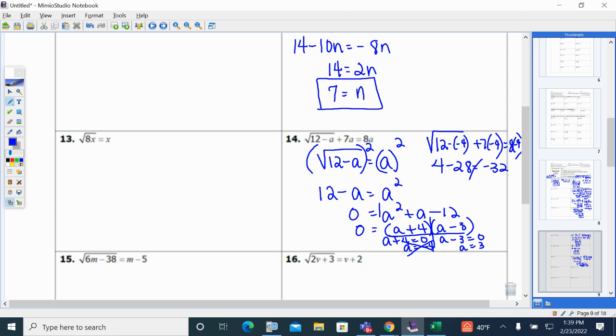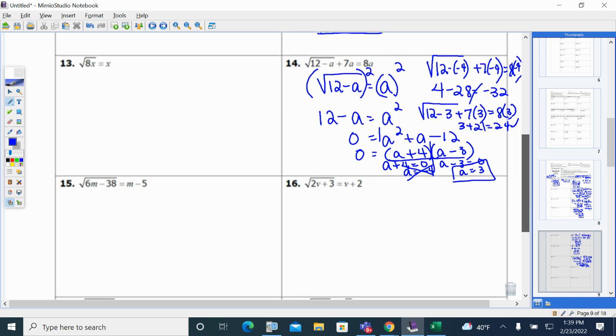You would do the same thing with the 3. So I've got the square root of 12 minus 3 plus 7 times 3 equals 8 times 3. So under the radical, I've got a 9, because 12 minus 3 is 9. The square root of 9 is 3. Plus, I'm so out of room here, 21. Is that equal to 8 times 3, which is 24? And it is. It does check out. So a does equal 3.